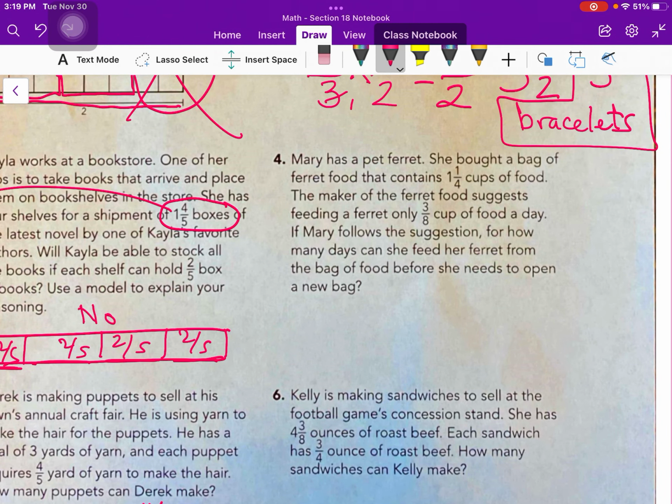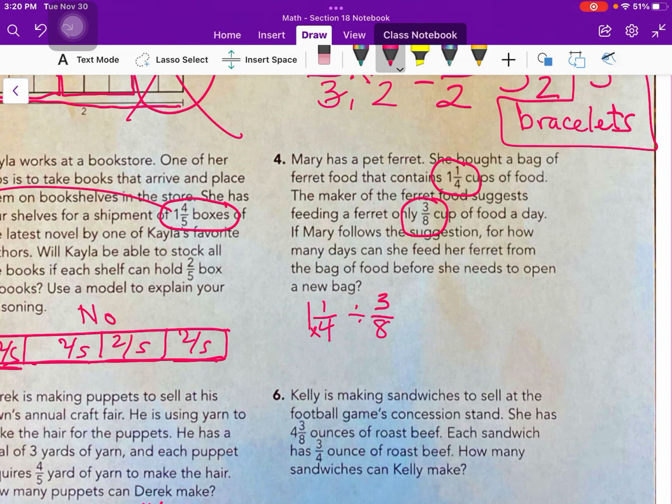Number 4, Mary has a pet ferret. She bought a bag of ferret food that contains 1 1/4 cups of food. The maker of the ferret food suggests you feed the ferret 3/8 cup a day. If she follows the suggestions, how many days can she feed her ferret? What does she start with? She's got this much food, 1 1/4. She's trying to figure out how many of these, if she takes a scoop out each time, how many of those are in there. So she's dividing by 3/8.